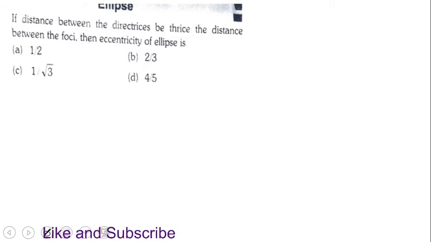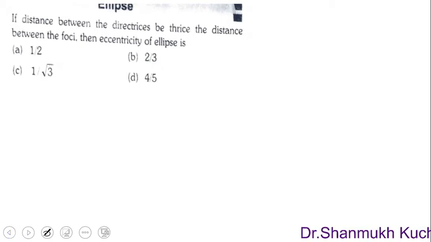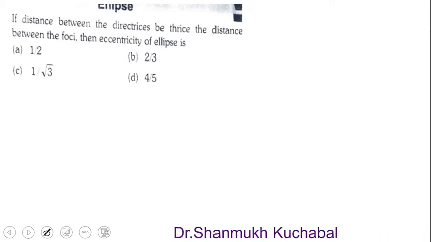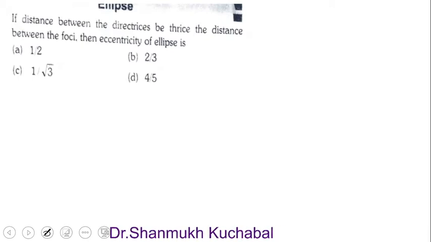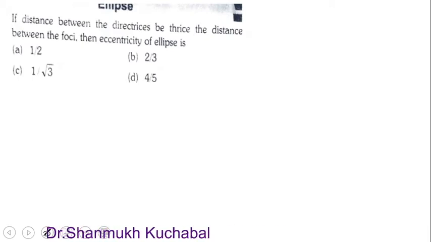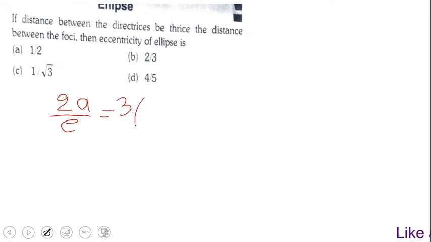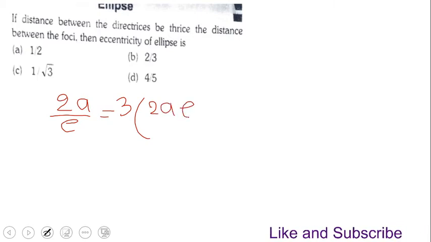The question is: if the distance between the directrices is thrice the distance between the foci, then the eccentricity of the ellipse is? It is given that the distance between the directrices is equal to 3 times the distance between the foci. The distance between the directrices is given by the formula 2a divided by e, which is equal to 3 into the distance between the foci, which is 2ae.